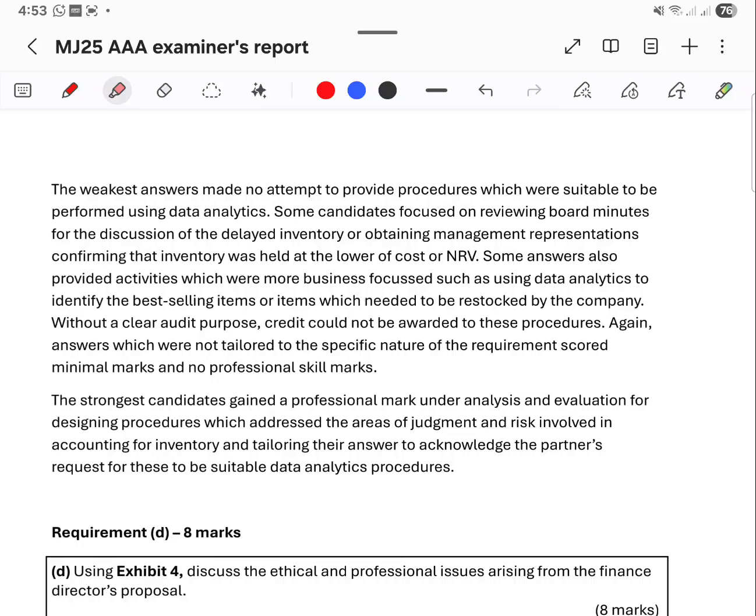The weakest answers made no attempt to provide procedures which were suitable to be performed using data analytics. Some candidates focused on reviewing board minutes for the discussion of the delayed inventory, or obtaining management representations confirming that inventory was held at lower of cost or NRV. Some answers also provided activities which were more business focused, such as using data analytics to identify the best selling items which needed to be restocked by the company.